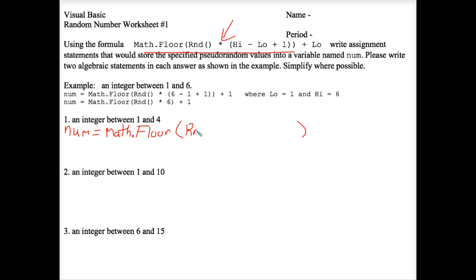Rnd is next with an empty set of parentheses, I'll explain that later, times, and you're allowed to fill in high minus low plus 1, but don't simplify it yet. So I need an inner set of parentheses there, and high minus low plus 1 should be written as 4 minus 1 plus 1. Because in this problem, the number 1 is low and high is 4.